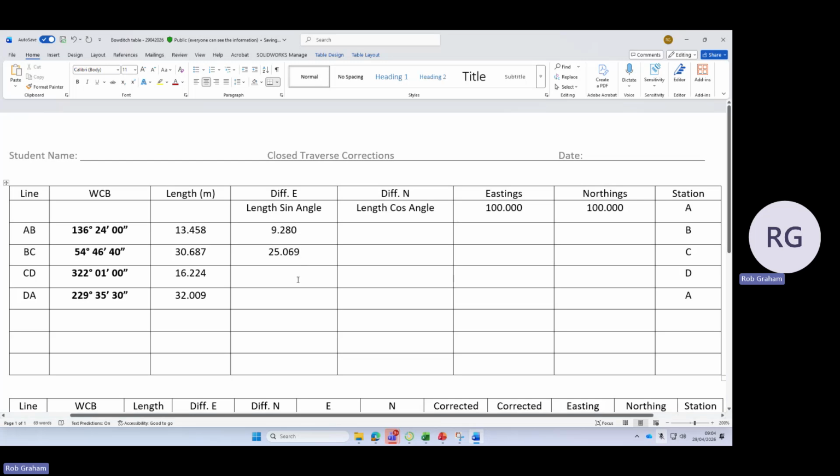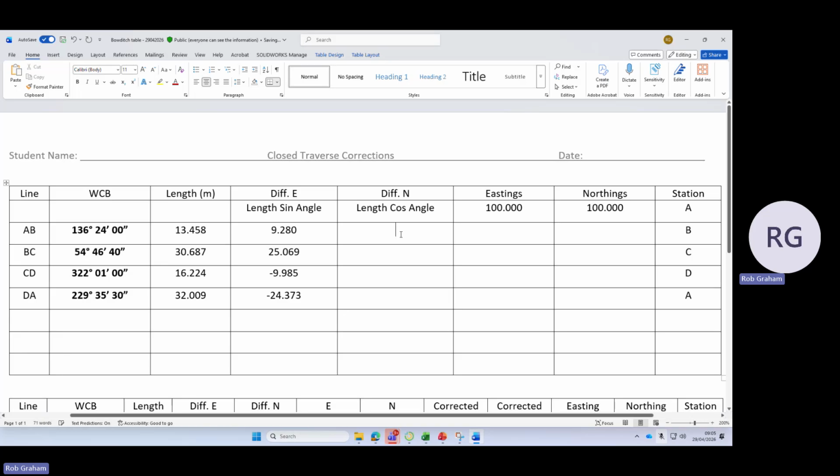The next one then, 16.224 sine, 322 degrees, 01 minutes, 00 seconds, close your brackets. And we're getting a negative figure there. So it's important that you put the negative figure in, 9.985. And again, we're rounding to 3 decimal places. That'll be important. Finally, 32.009 sine, 229 degrees, 35 minutes and 30 seconds. Close your brackets, and we're getting a negative figure there, minus 24.373 to 3 decimal places.